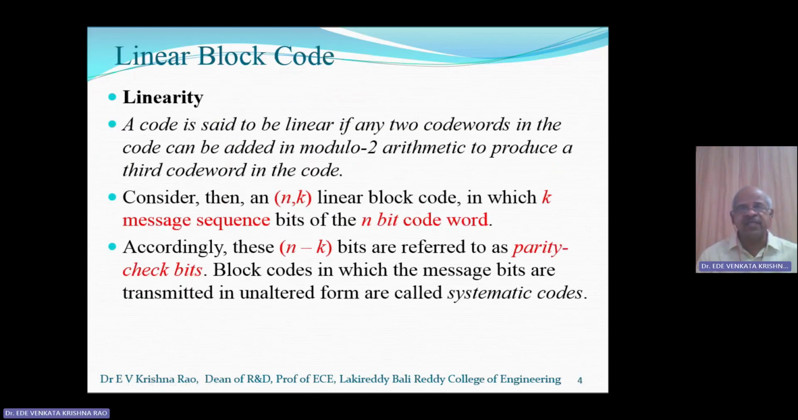To generate this linear block code, the property is that the sum of any two code words, added in modulo 2 addition, produces another code word. That is called the linear property. So we represent an (n, k) linear block code with n bits in a code word: k message bits and n minus k parity bits.